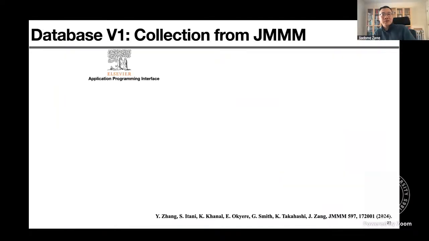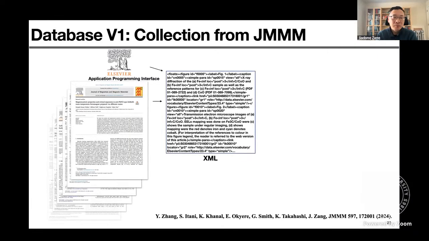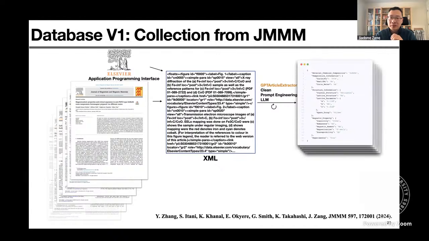So this is our first version of the database. As I said, we use this API to process the papers from the Journal of Magnetism and Magnetic Materials. We get XML, then we collect them into the database. We identified about 20,000 papers containing the experimental characterization of some magnetic materials, and out of them, we successfully extracted more than 9,000 entries on the magnetic materials.